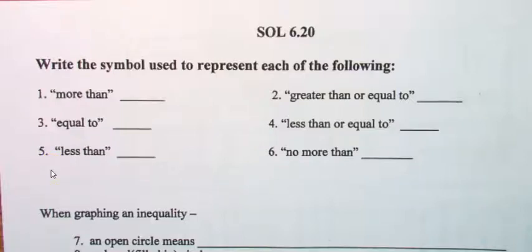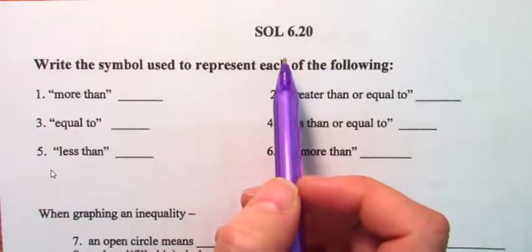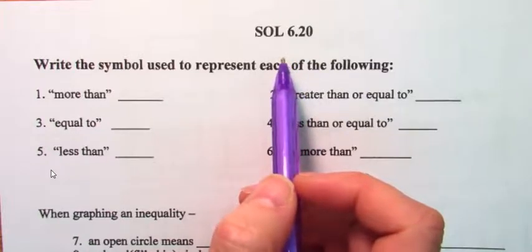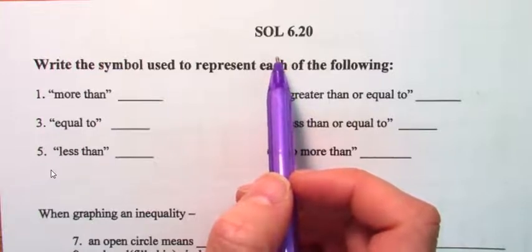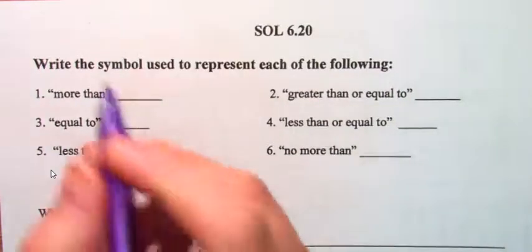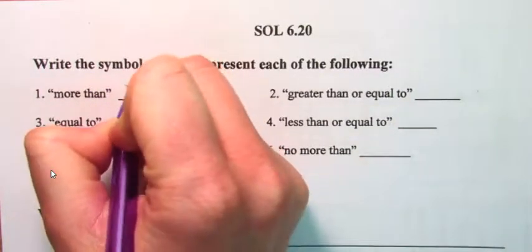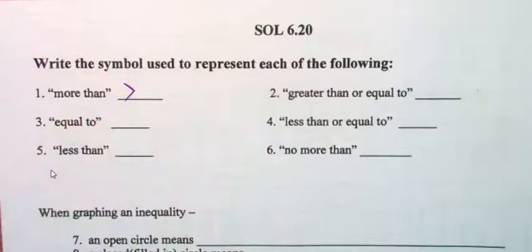Today's lesson is on SOL 6.20, which is our inequalities. And if you remember, an inequality is a number that's not equal. It can be greater than, less than, greater than or equal to, less than or equal to, all these ones listed right here. So what I want to look at is more than. If something is more than, that's the same as greater than. So we're going to put our greater than symbol.